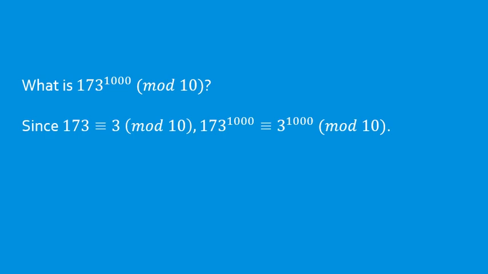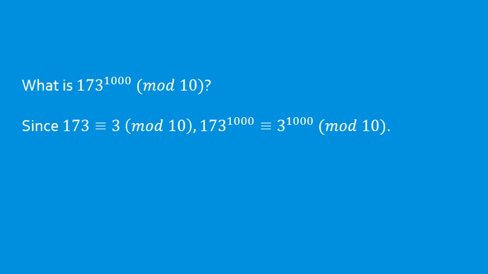When you take a number mod 10, you are getting rid of all the numbers in the tens place and to the left. You're only left with what's in the ones place. But once again, we're going to start by taking our base modulo 10. 173 mod 10 is 3. So 173 to the 1,000th will be congruent to 3 to the 1,000th mod 10. So again, we've already made our number significantly smaller.